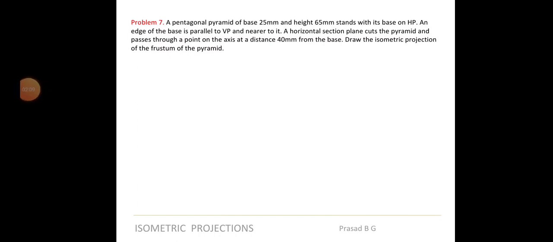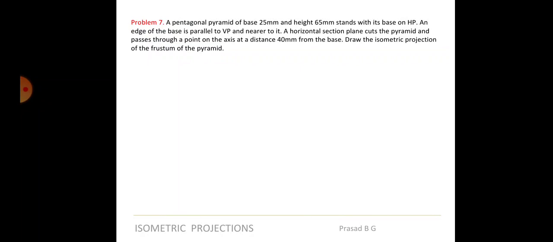Alright, so this is the question. A pentagonal pyramid of base 25 mm and height 65 mm stands with its base on HP. An edge of the base is parallel to VP and nearer to it. A horizontal section plane cuts the pyramid and passes through a point on the axis at a distance of 40 mm from the base. Draw the isometric projection of the frustum of the pyramid. So the question will be given like this.